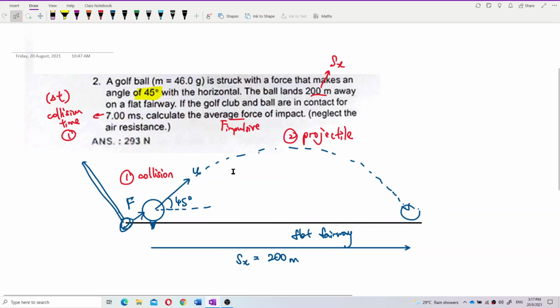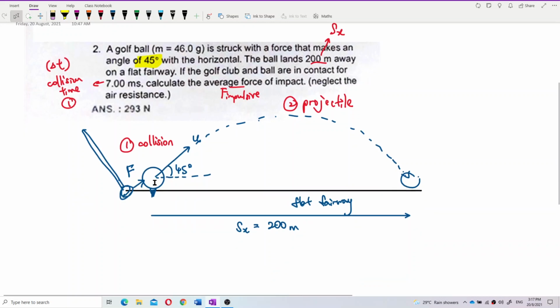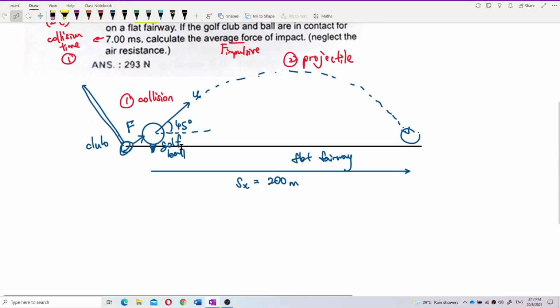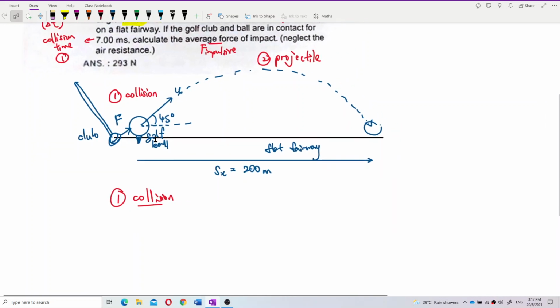Okay, look carefully at this one. This is the golf ball and this is the club. The club and the ball are in contact. So this is the golf club. This is the golf ball. Understand? Okay, look at the first process, the collision. What's actually happening during the collision for the golf ball?